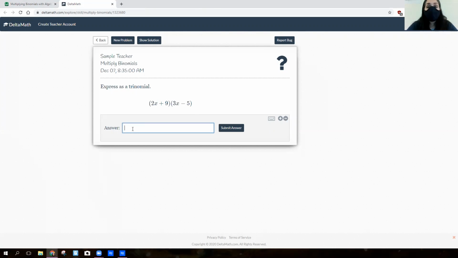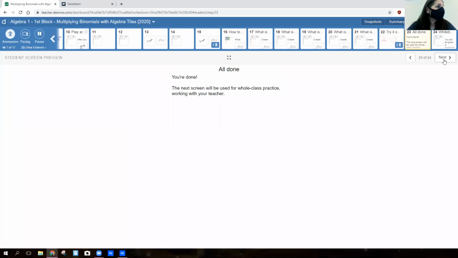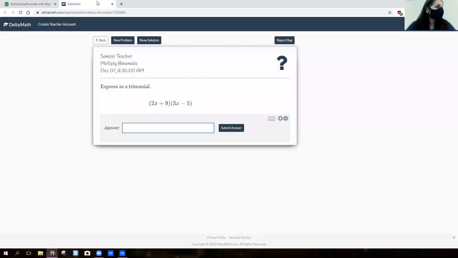We can use the Desmos activity if you want to. If you go back to the Desmos activity and move to the very last slide, which is actually slide 24, you can do the Delta Math problem on this blank activity slide in Desmos, okay? So let me show you the Delta Math.